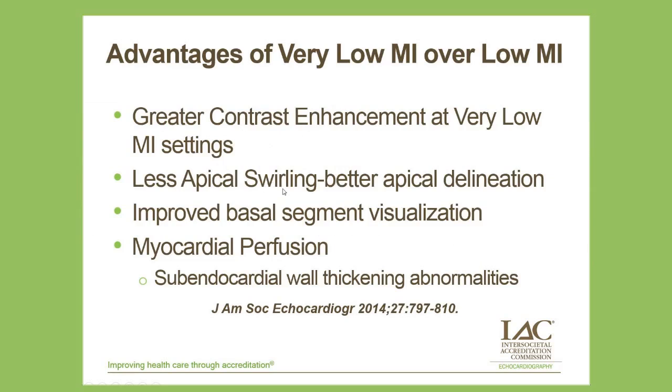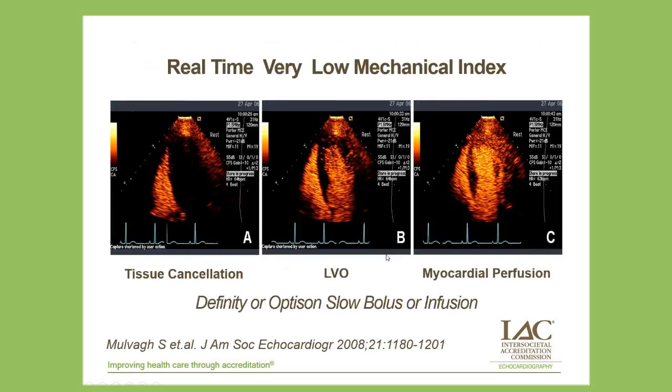One, it results in less apical swirling and better delineation of the apex, like you saw with the harmonic images. We now see less of that swirling because of less microbubble destruction. We see improved basal segment visualization, and we can see myocardial contrast enhancement that allows us to look at perfusion and even detect subendocardial wall thickening abnormalities that improve our ability to detect regional wall motion abnormalities. This is what this looks like.